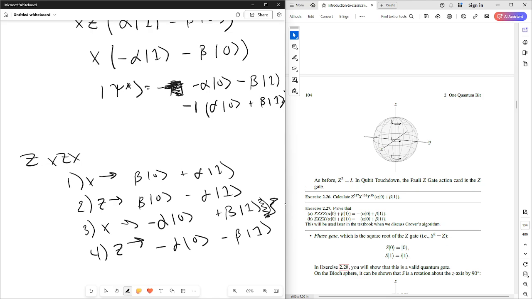So minus 1 alpha 0 plus beta 1. So even though we applied these gates differently, so we did ZX, ZX, and before we applied XZ, XZ, we have equivalent results. So it really doesn't matter what order you apply the gates, as long as you apply the same gates in the same numbers during a sequence, we wind up with an equivalency.